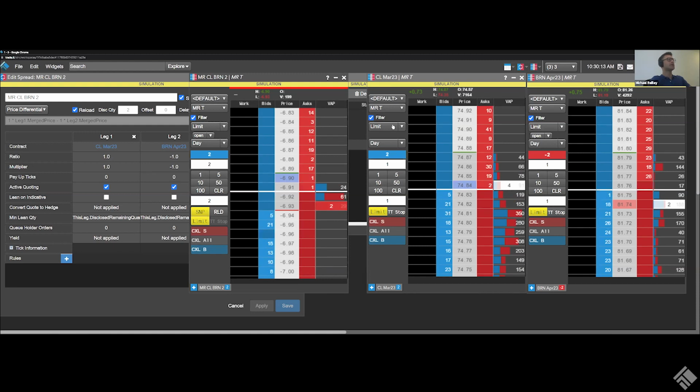We see that we are now long 2 in the crude oil, in the CL March 23 contract, and we are short 2 in the Brent April 23. Same way also, we can sell that same spread using Sniper and flatten our position.